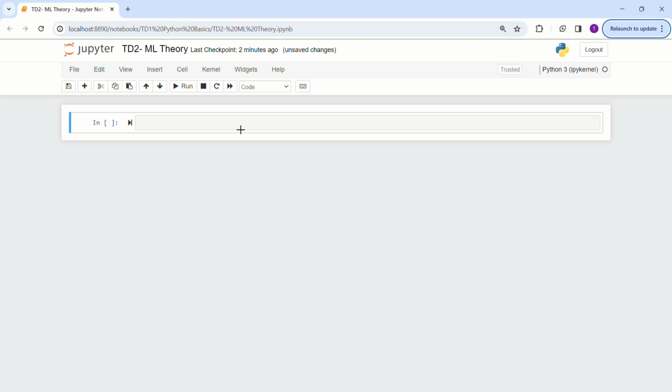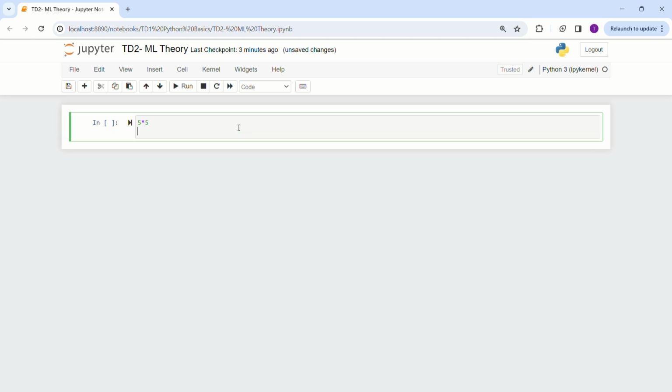Okay, let's go over some machine learning theory. So traditionally, programs run by taking rules and data inputted and then turning them into answers, like we saw in TD1, right? So we'll do 5 times 5, and then we'll also do 50 minus 5 in the same cell.